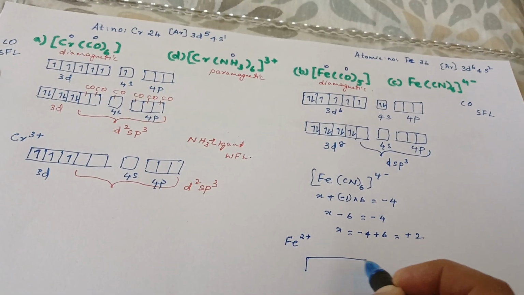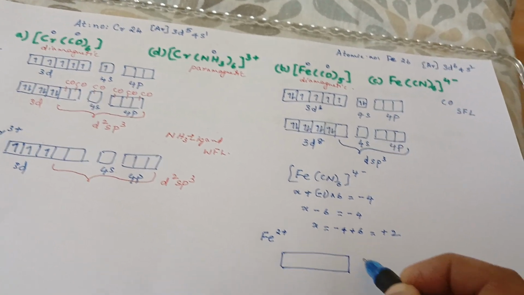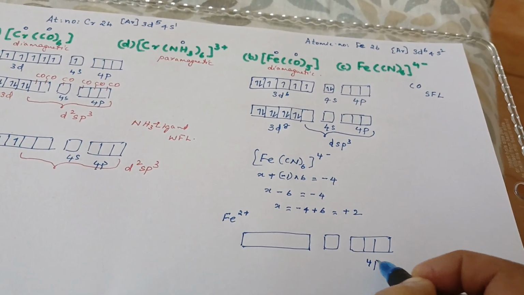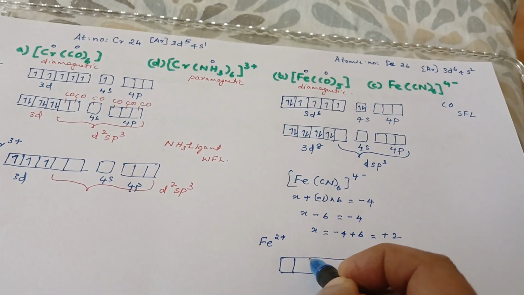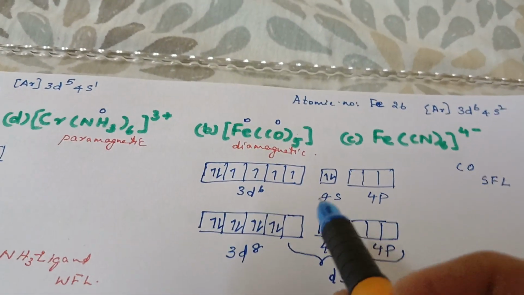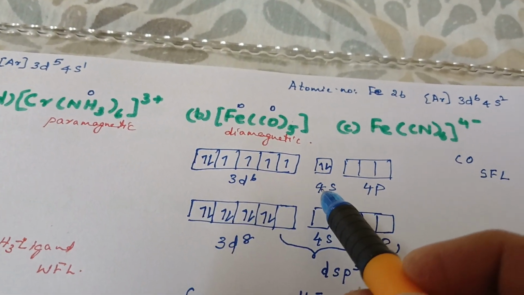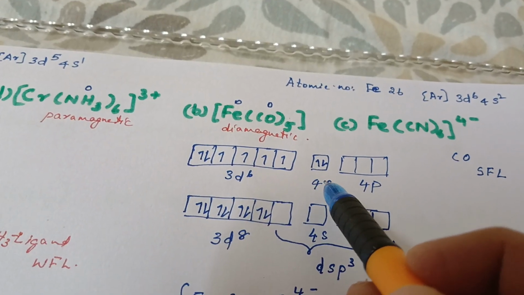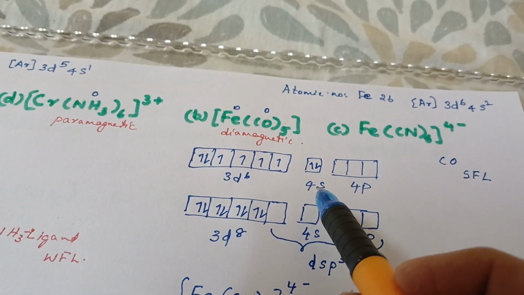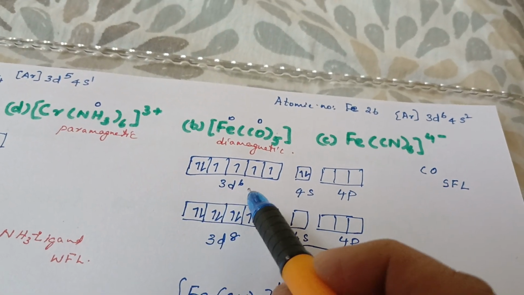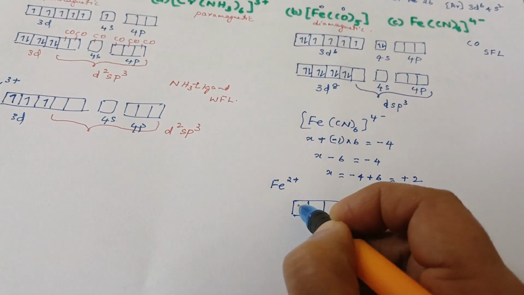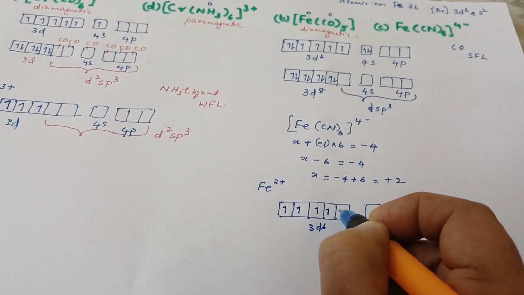So let us draw the orbital diagram. 4p, 4s, 3d. What will happen when Fe becomes +2? This Fe2+ will not be having these 4s electrons. It is +2, so 2 electrons have to go, that too from the outermost orbital. So Fe2+ will be having 3d6 configuration. That means 1, 2, 3, 4, 5, 6.